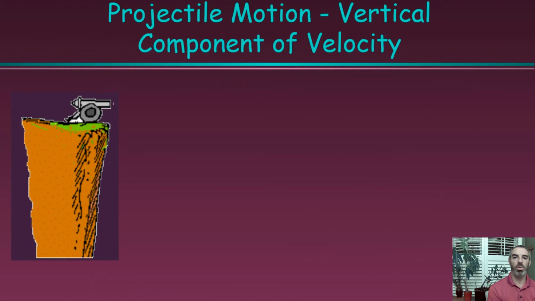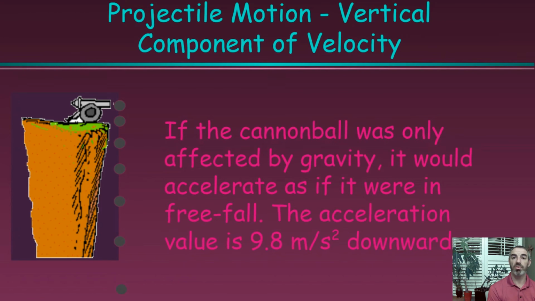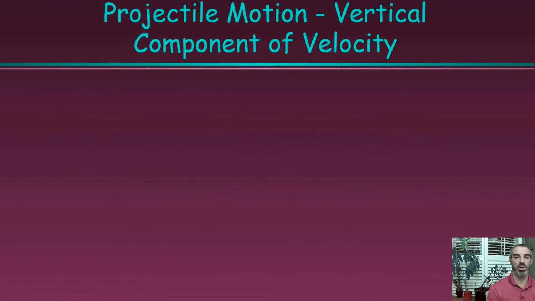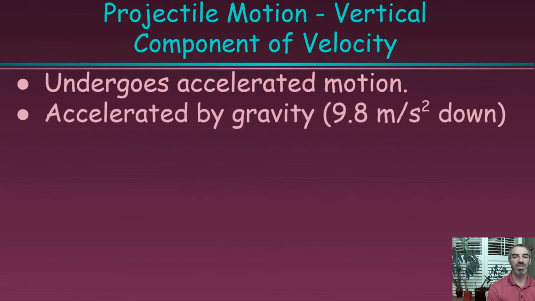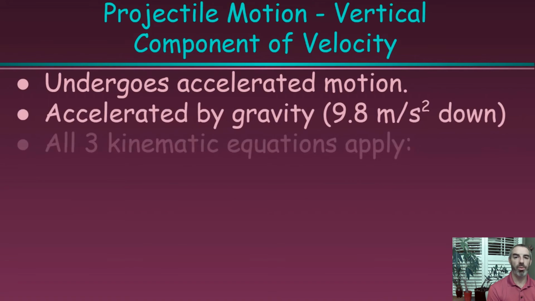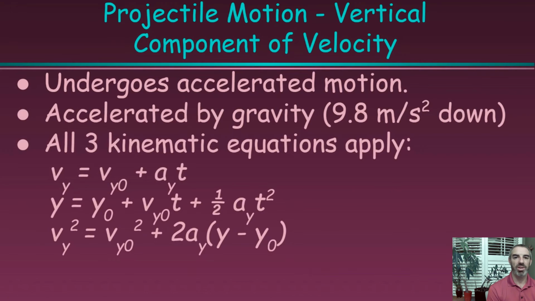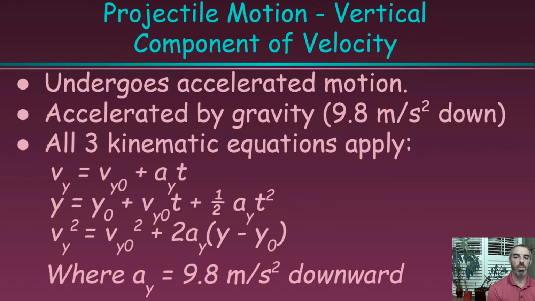If we looked at the cannonball only moving in the vertical direction, we'd see the cannonball is in free fall. And in free fall, we learned from a previous video that the acceleration is 9.8 meters per second squared downward. So that means in the y direction, we have a free fall situation. It undergoes accelerated motion. That acceleration is 9.8 meters per second squared downward, and it follows all three kinematic equations, where a_y is equal to 9.8 meters per second squared downward.